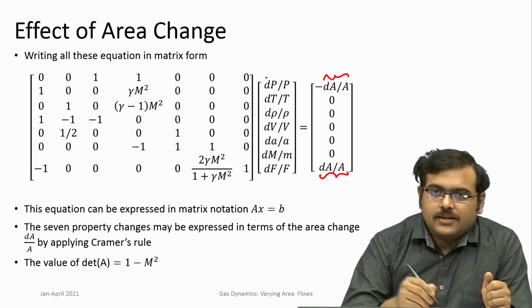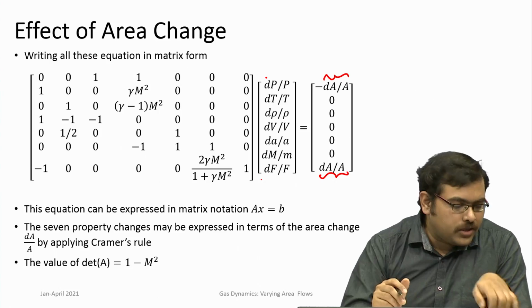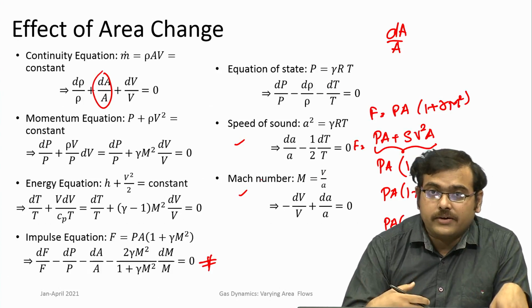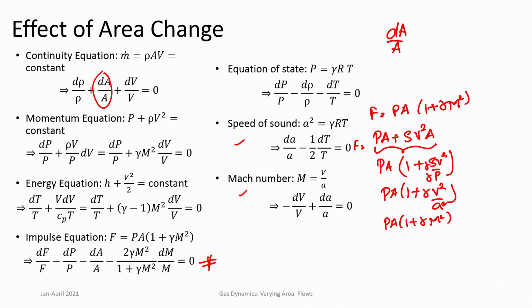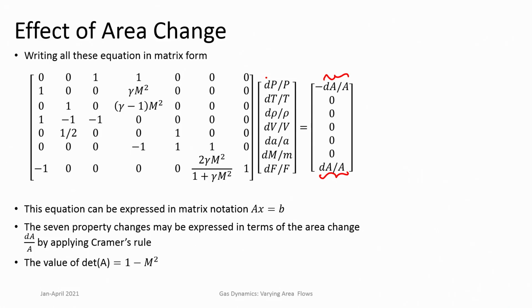Okay. So this is nothing but expressing all the equations that I have written over here for various quantities in terms of a matrix, and then this matrix can be solved. You can express dP by P solely as a function of Mach number, gamma, and dA by A. So you get an expression for this. This can be done by applying Cramer's rule.